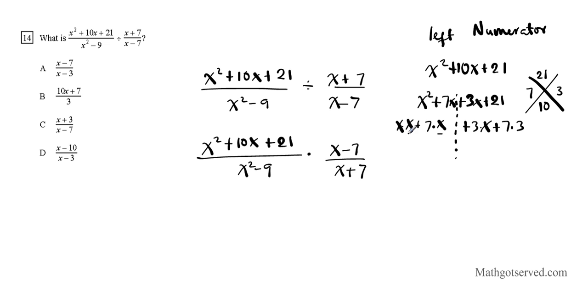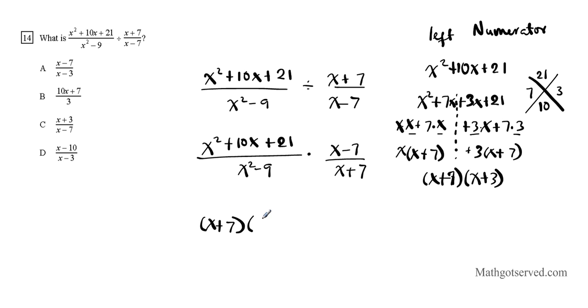So we'll take out the x's. You have x times x plus 7. And this one, take out 3. There's 3 times x plus 7. So this problem now becomes x plus 7 times x plus 3. All right, so that goes in the top left numerator: x plus 7 times x plus 3.